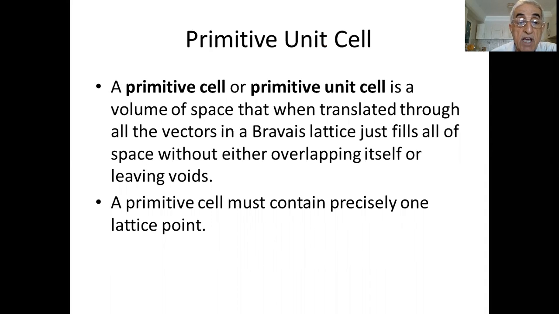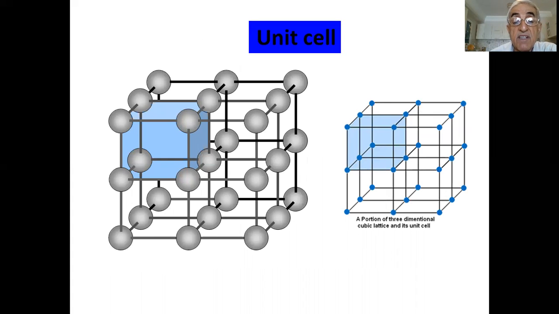Primitive unit cell. A primitive cell or primitive unit cell is a volume of space that when translated through all the vectors in a Bravais lattice just fills all of space without either overlapping itself or leaving voids. A primitive cell must contain precisely 1 lattice point. This is a unit cell, it can be said. This box inside this crystal structure in the 2 figures is a unit cell.